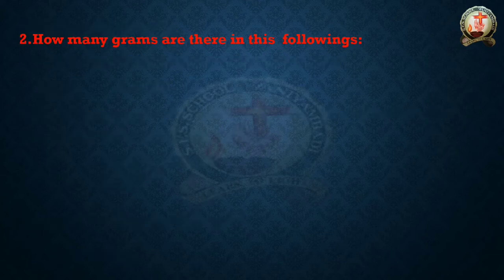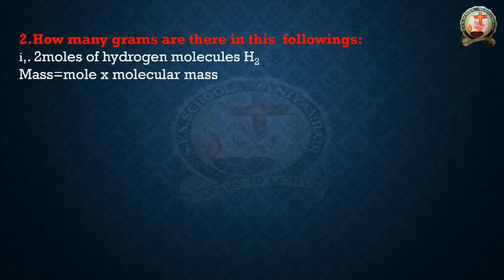So now we are going to calculate some examples for calculating the molecular mass. 2 moles of hydrogen molecules, H2. So how are we going to calculate the mass? Mole into molecular mass. You know that a numerical number in front of a compound is represented as a mole. So how are we going to write this? H2 with this 2 in front is 2 moles. So 2 moles of hydrogen molecule.